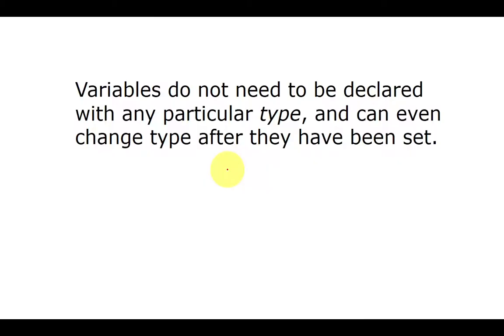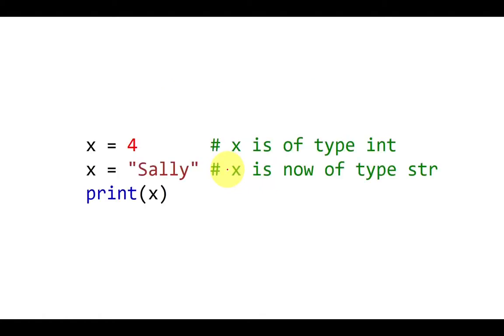Variables do not need to be declared with any particular type and can even change types after they have been set. So we have an example here. We have x, which is our variable, and we have 4, which is our value, and it's an integer. Now we use that same x again over here for a string value, which is Sally. This is our string, and this is our value which we're assigning to x.